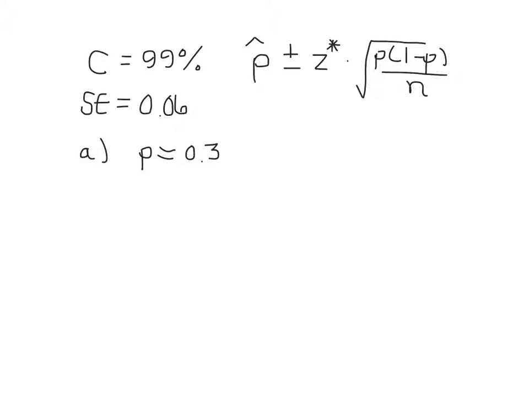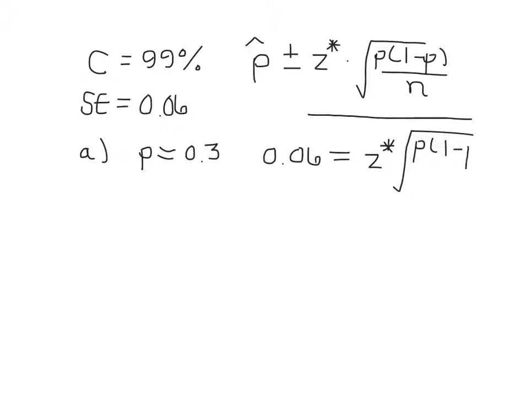sampling error, which is this part of the confidence interval, equal to 0.06. So we're going to take that part of our confidence interval and set it equal to 0.06. And what we're basically doing is we are solving for N. So our critical value Z star, when the level of confidence is 99%, is 2.576. And if you need me to explain to you where that comes from, just let me know.